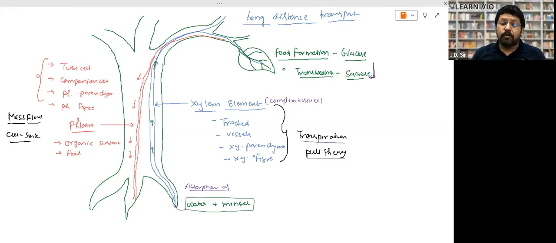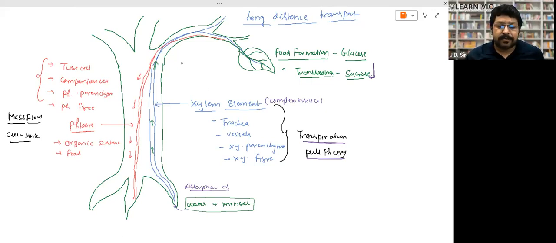So right now we know which tissue transports water and mineral from the root to the top, but how is it transported? This mechanism of transport has been explained by a theory, and that is known as the transpiration pull theory. We will discuss that theory. The transpiration pull theory in this chapter explains how water and mineral are transported from the root to the top of the plant, right?